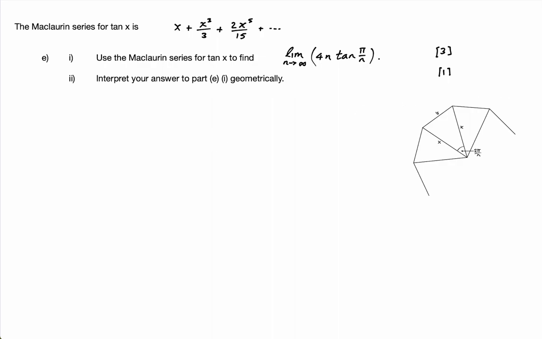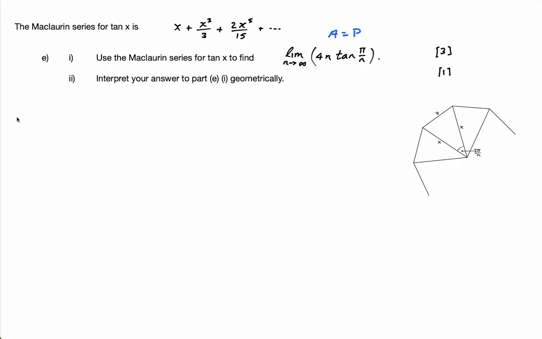Okay, so for part E, they give us kindly the Maclaurin series for tan of x. And they say, use the Maclaurin series for tan of x to find the limit of 4n tan pi over n. And remember, this was the area and the perimeter. It's 4n tan pi over n.